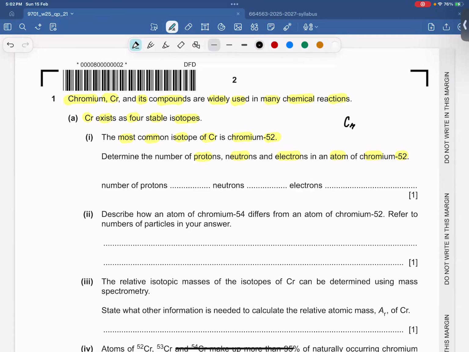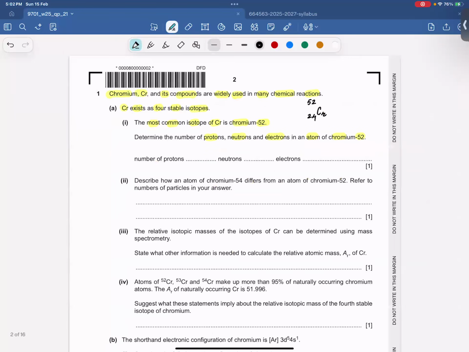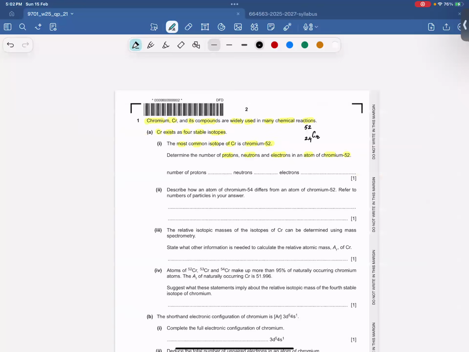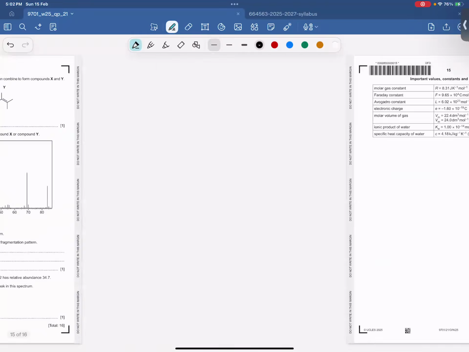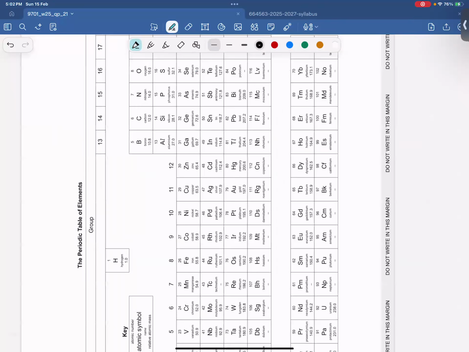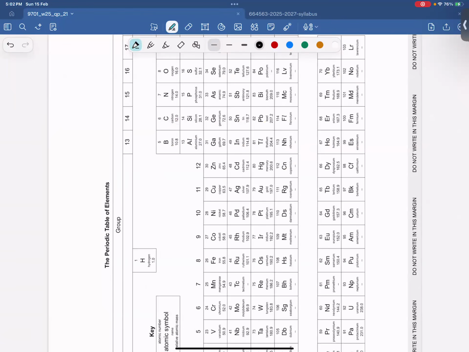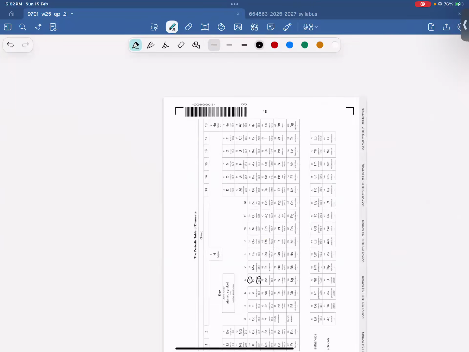So, when we use the periodic table, I'm going to get the atomic number of chromium from there. Technically, the atomic number of chromium is 24. Let's confirm this. So, the atomic number of chromium is 24 and its mass is 52. So, I was right.